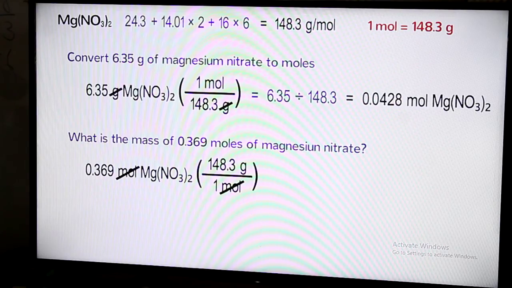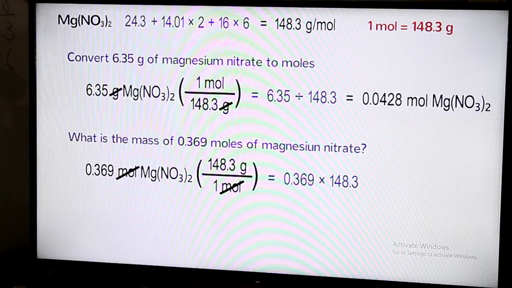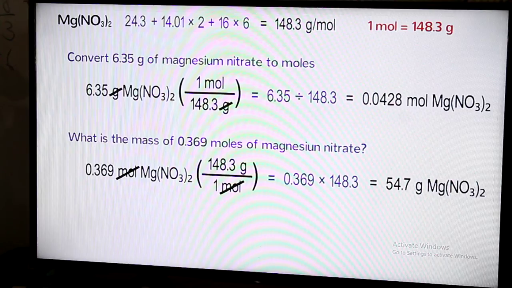Because the 1 is on the bottom of the fraction, multiply 0.369 times 148.3, which gives us 54.7 grams of magnesium nitrate.